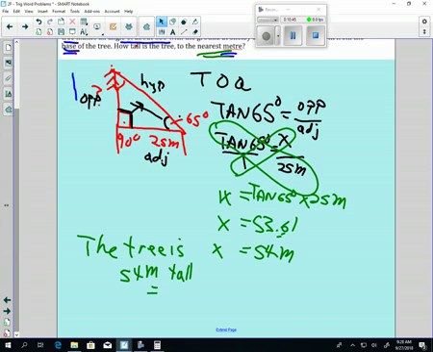Make a diagram, label it, decide what's given, what's not, what's your trig ratio you need, find the unknown value, check to see if it's reasonable, answer in a sentence.